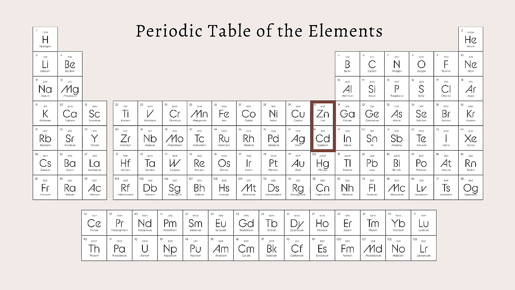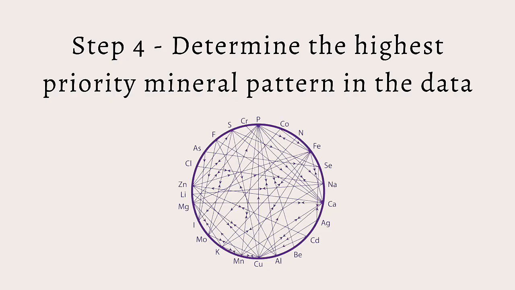So let's consider zinc and cadmium. If the body is lacking in zinc but it has access to cadmium, cadmium is going to be on those binding sites instead of zinc. So the most effective and the safest method of getting rid of heavy metals is to support the proper mineral levels so that they can displace the heavy metals on binding sites, and then the heavy metals will be eliminated naturally. Now, step 4 is to determine the highest priority mineral pattern in the data.